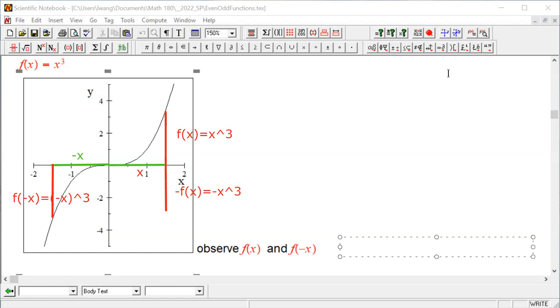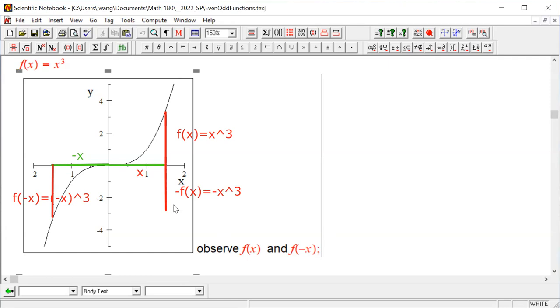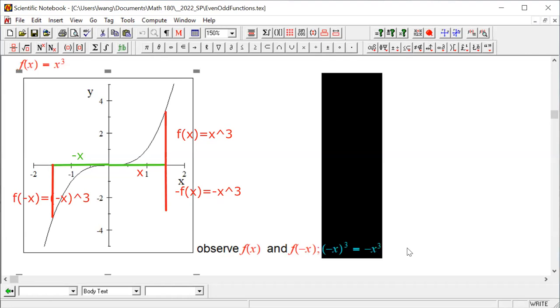So what do we see here? Let me write it down. This quantity, negative x raised to the power 3, is the same as negative of x raised to the power 3. They're the same. This is an odd function, because these two, f of negative x and f of x, are opposite to each other.